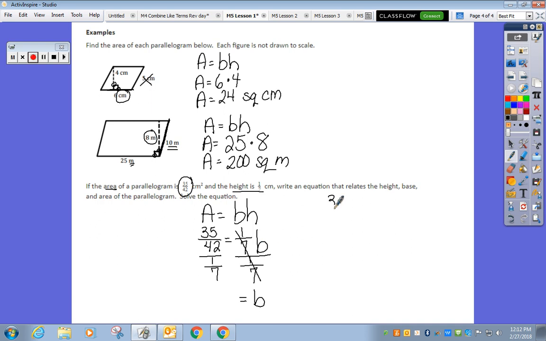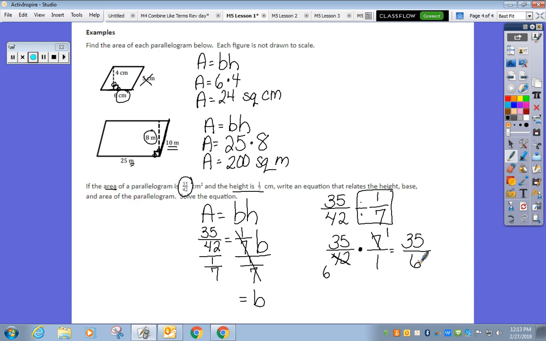So now I'm going to pull to the side and do my 35/42 divided by 1/7. Now I'm going to use the multiply by the reciprocal method. So I'm going to keep that 35/42 the same. Instead of dividing by 1/7, I'm going to multiply by the reciprocal of 1/7, which is just to flip-flop those numbers. I like to cross simplify, so I see that 7 and 42 can both be divided by 7. 7 divided by 7 is 1, and 42 divided by 7 is 6. So I'll multiply across. 35 times 1 is 35, and 6 times 1 is 6.